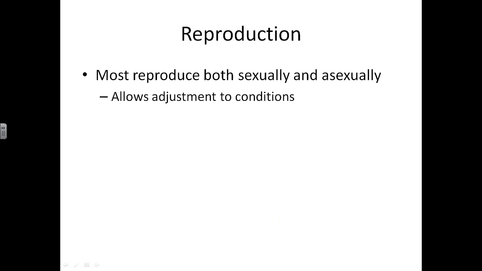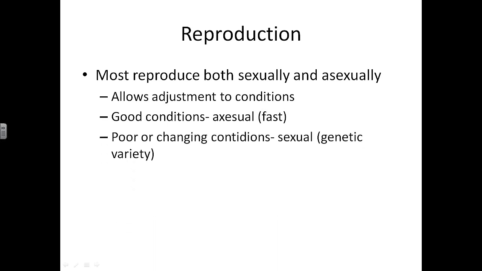and when conditions are good, asexual reproduction is really fast. All they do is they either split in half or a little piece comes off and becomes a new organism. That creates clones though, so in bad conditions there's not a lot of genetic variety if they're reproducing asexually. More genetic variety means a better chance to survive. So in poor conditions, the method of reproduction is going to be sexual reproduction.